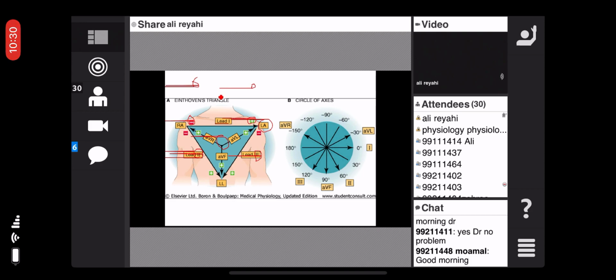For each lead, we can consider a degree. For example, lead 1 goes from the right arm to the left arm in this direction. Indeed, it is like the x-axis or horizontal line, which is equal to 0 angulation with the horizontal line. So we can consider it 0 degree for lead 1.